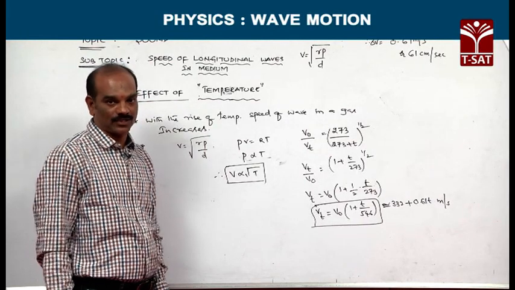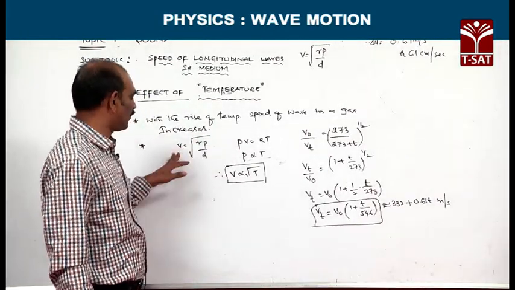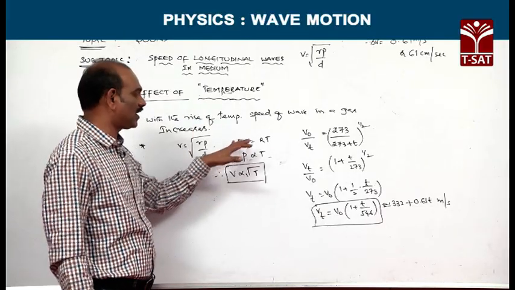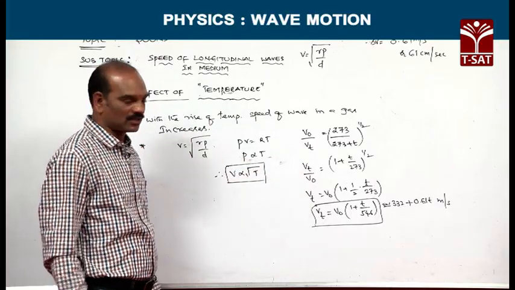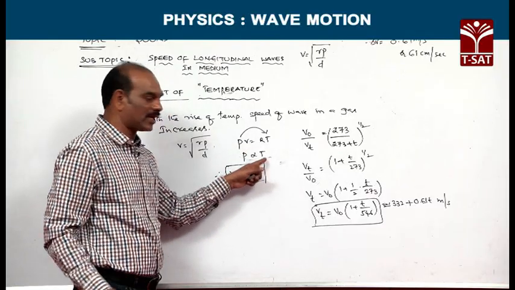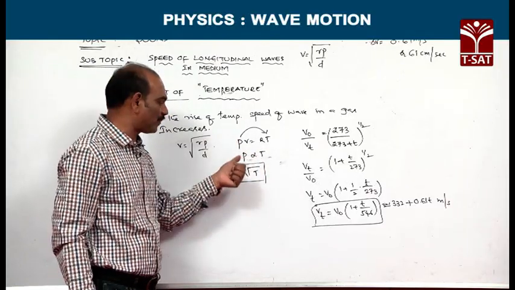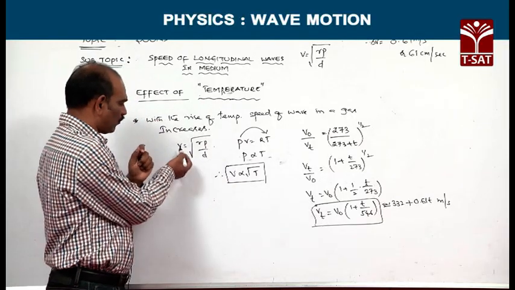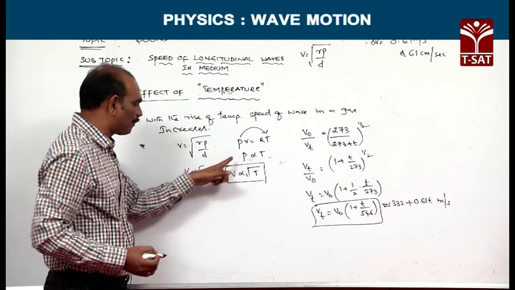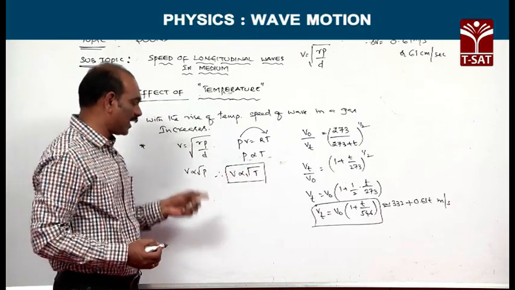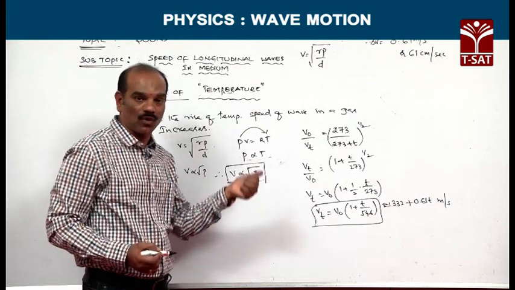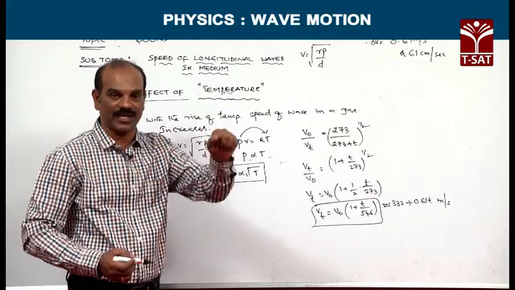Now, the effect of temperature. We have the formula V = √(γP/D). We know from the ideal gas equation PV = RT for 1 mole of gas. From this relation we can say P is proportional to T, where T is the absolute temperature and P is the pressure of the gas. So V is proportional to root P and P is proportional to T. Therefore, indirectly V is proportional to root T. That means the speed of sound increases with the increase of temperature.